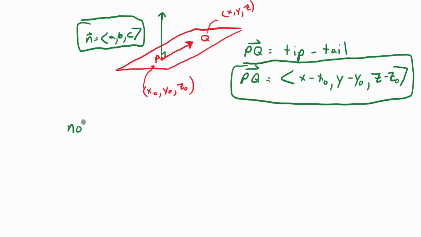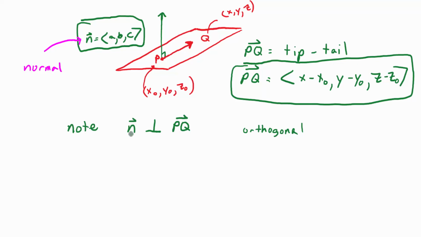So note, N is perpendicular or normal to PQ. Orthogonal. Really what we use is orthogonal when we're talking about two vectors. That means perpendicular. And we use normal when we're talking about a vector perpendicular to a plane. Why we have so many different words for perpendicular, I don't know. But we do.